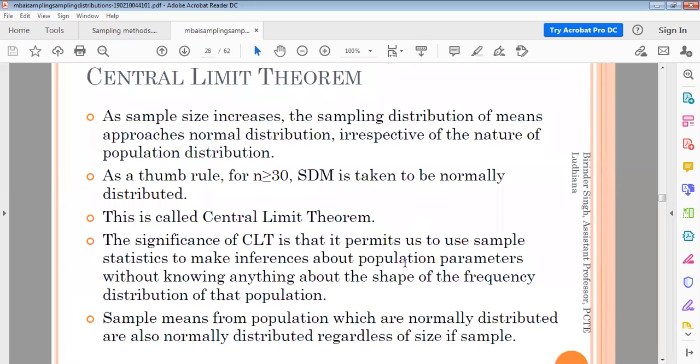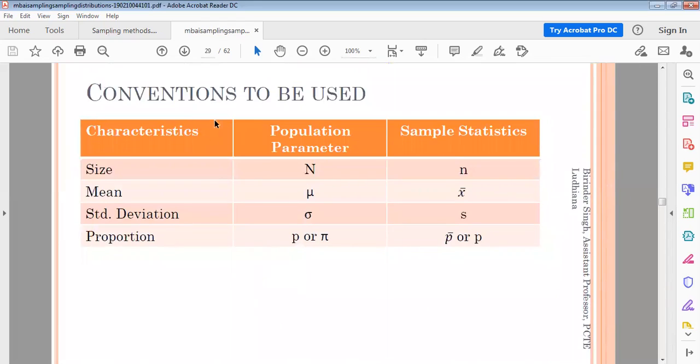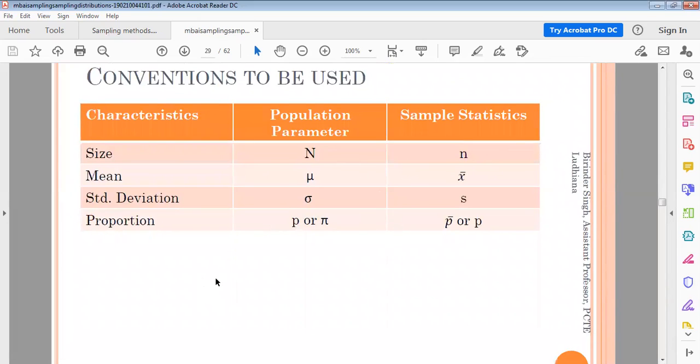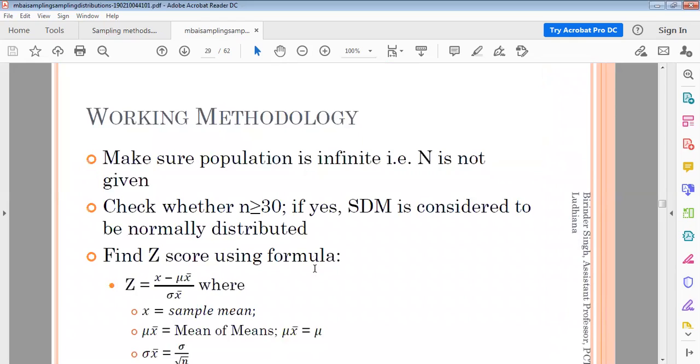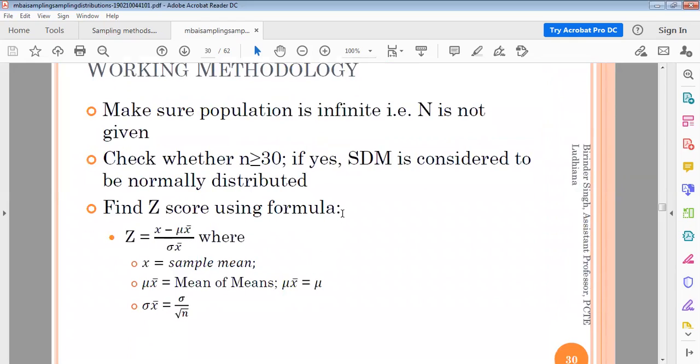Now the central limit theorem: depending on the sample size, we have to apply the distribution. Now the conventions to be used: the size will be this, as you have seen earlier. This is the parameters for population, this is the parameters for sample. Now the working methodology in the distribution.